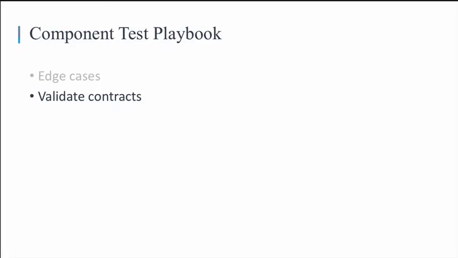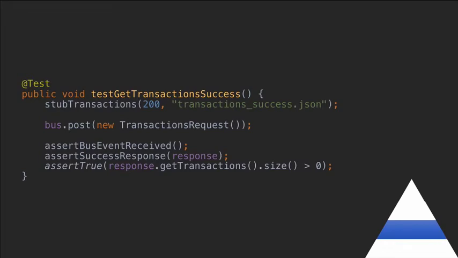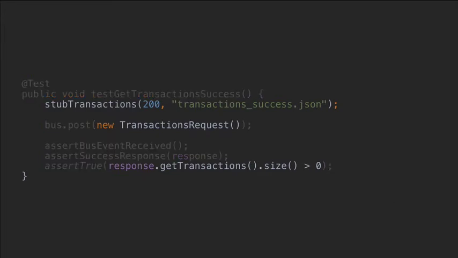So we just talked about some edge cases. We can also, as you'd expect, use them for some happy path cases too. So we can do some success tests and just validate that the contract works as it should. So I'm using a different API component here, the one that returns transactions to us. So we're just going to stub it to receive some transactions instead, send it a bus event to tell it to go do its business, and then basically check that we got passed back a list of transactions in the response.